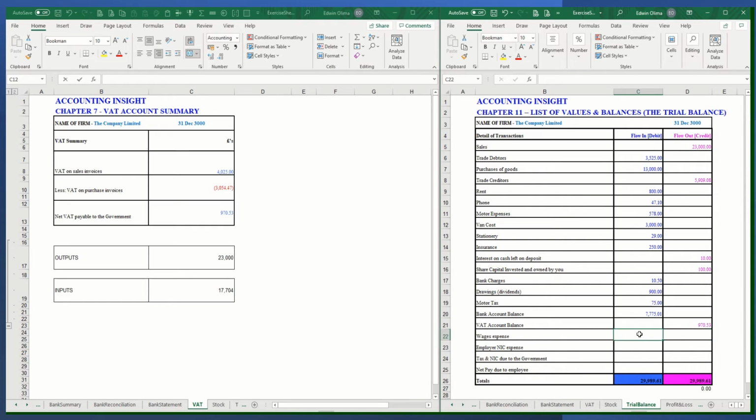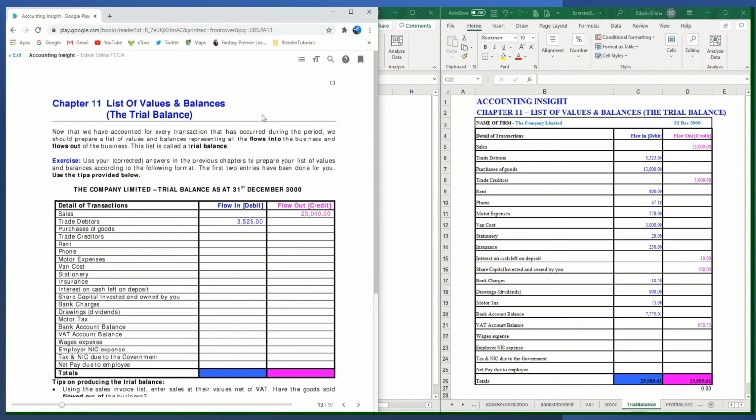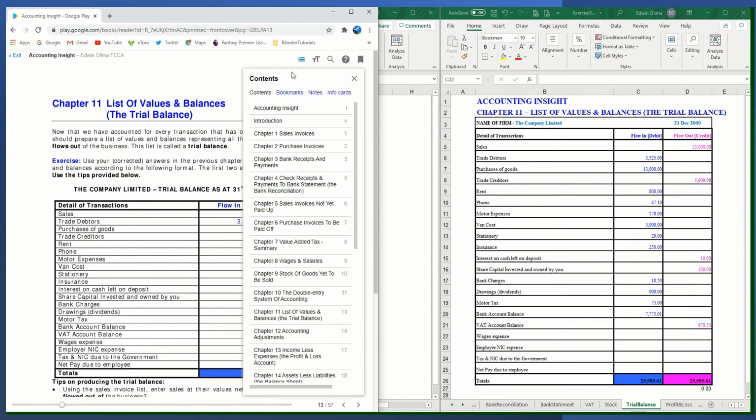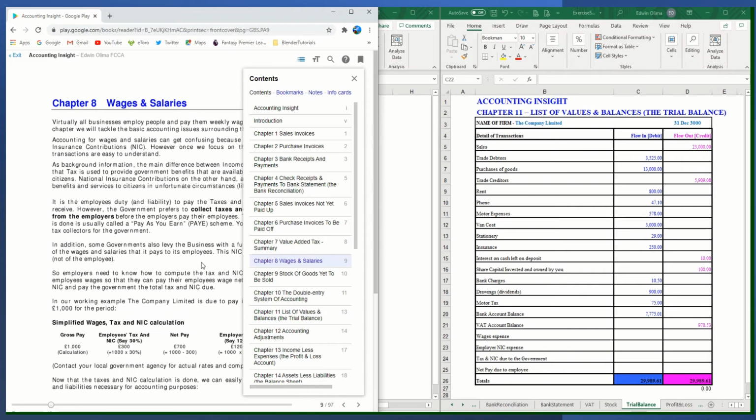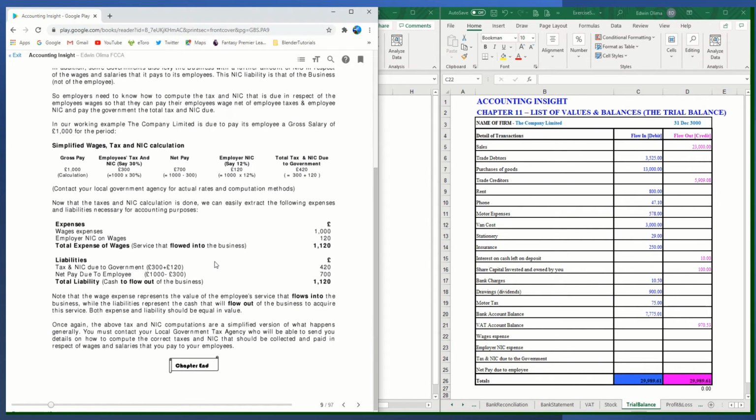And then we're going to go to our wages expenses. Now this, we haven't prepared a schedule for it, but we'll go to our book and we'll go to the chapter on wages, which is chapter 8. And we had a recording of what the entries should be. So the first one, wages expense, we got it there, £1,000. So just type that in. Next one, employer national insurance expense is there, £120.